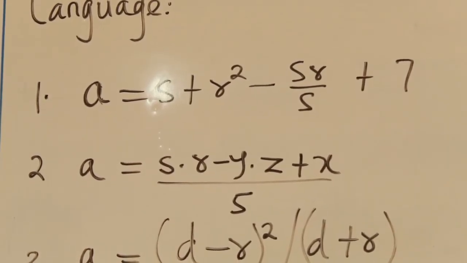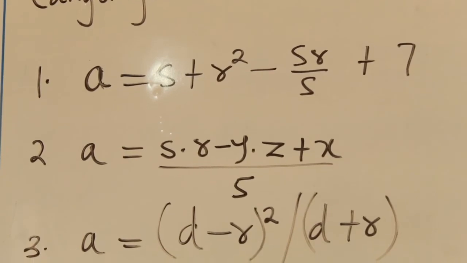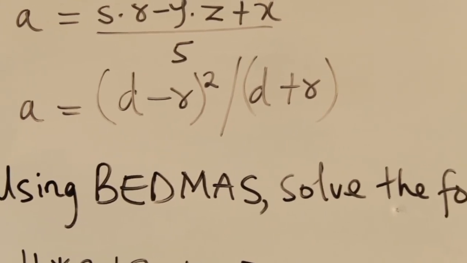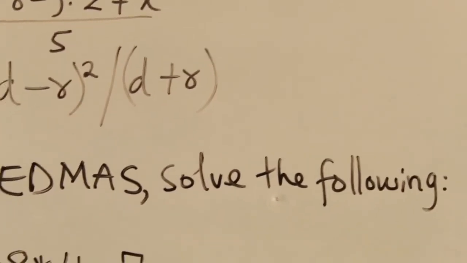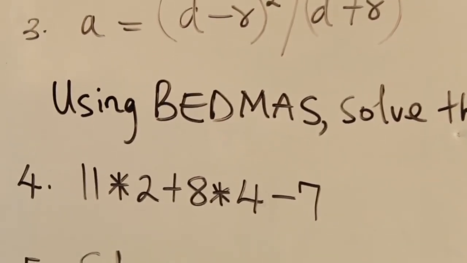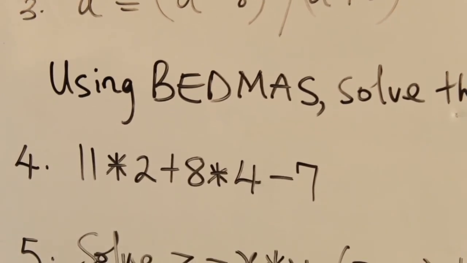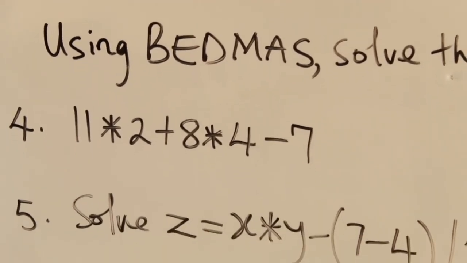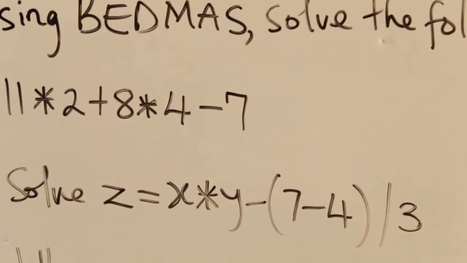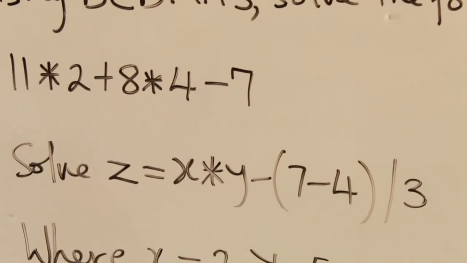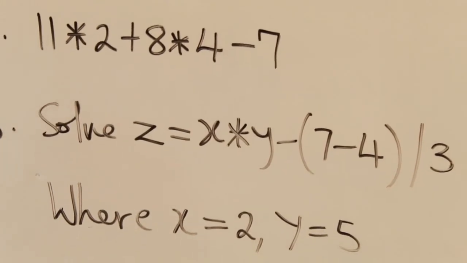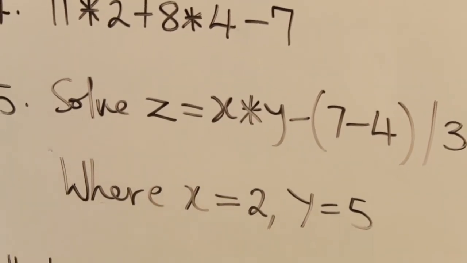So what you're doing in the first question is converting this mathematical expression to QBasic language. Now the second part of the assignment says, using BEDMAS, solve the following expressions. Number 4, 11 multiplied by 2 plus 8 multiplied by 4 minus 7. And 5, solve z equal to x times y minus bracket open 7 minus 4 bracket closed divided by 3, where x is equal to 2 and y is equal to 5.